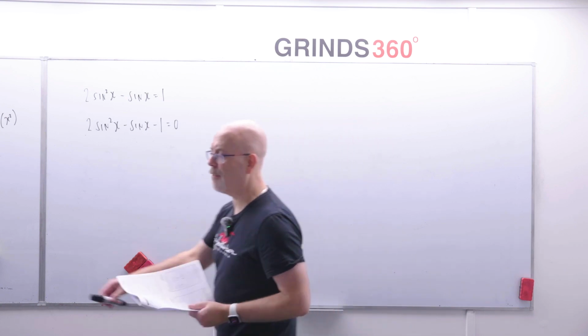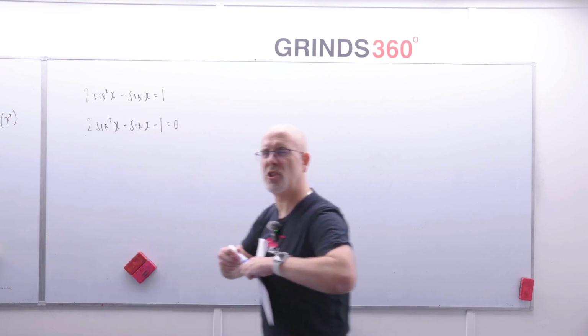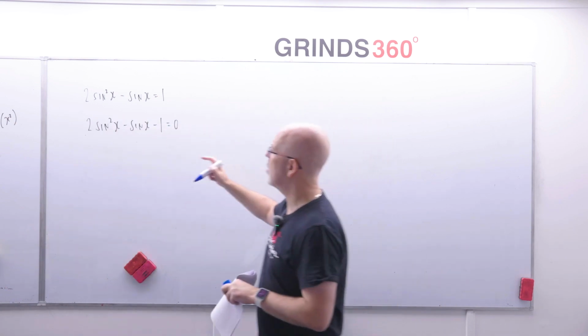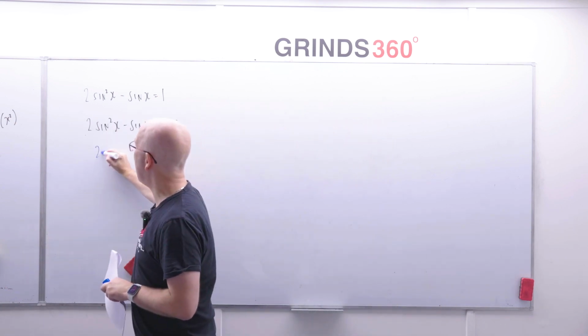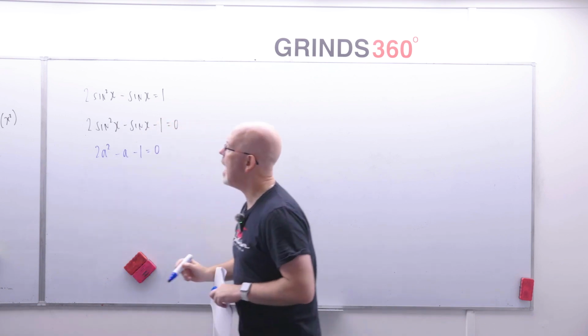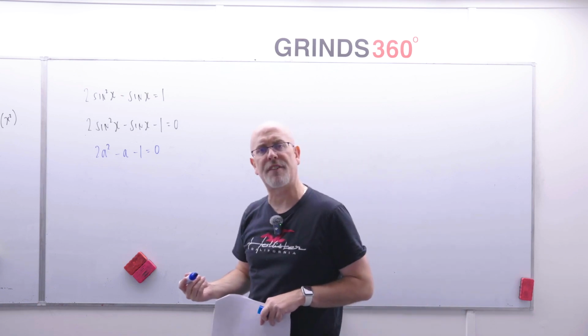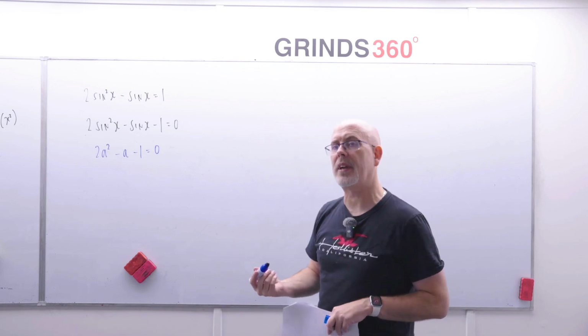Now, if you can't visualize the factors there because of the sine x, just replace sine x with your favorite letter for a second. So you could say, look, that's basically the same as 2a squared minus a minus 1. So if I just replace sine x with the letter a for a moment, it might be easier for you to see the factors there. You don't have to do that, but if you want to, you can.